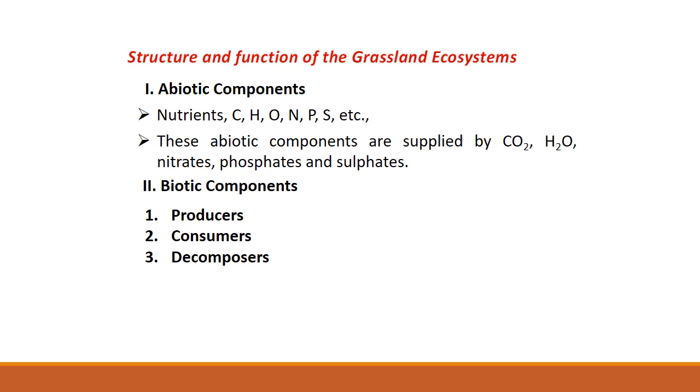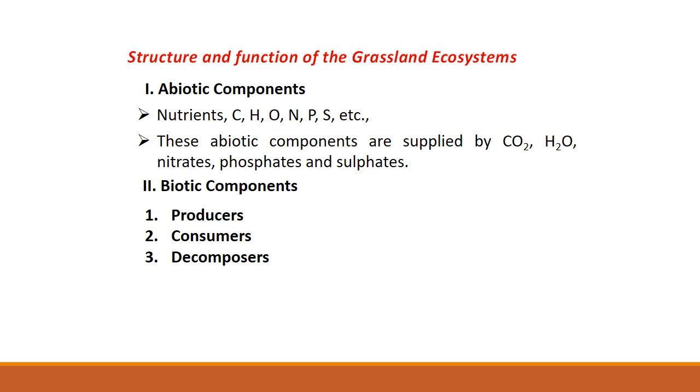Producers. Producers are those organisms or plants that use photosynthesis to capture energy to build the carbohydrates, which are then used to build the more complex molecules that are important to life processes. Second class of biotic component is consumers, the animals which feed on producers like plants are included in this category. And third type is decomposers.